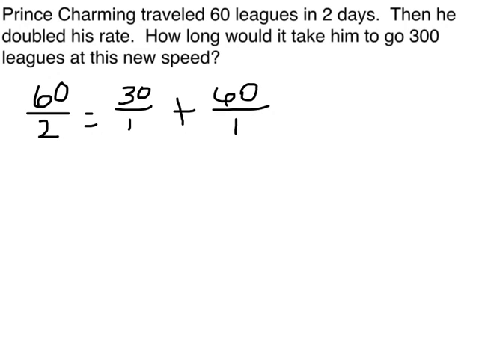Well, if he's going to go 300 leagues and he's going 60 per day, we would say 300 divided by 60. Take off that last 0, 30 divided by 6, it would take him 5 days.